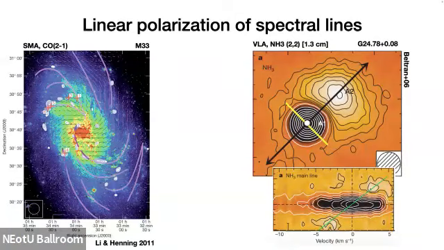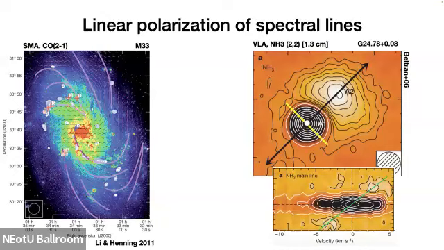So the examples that I wanted to talk about, here we have the galaxy M33. These are SMA observations of CO. You can see the little white spots here. These are giant molecular clouds, which are seen in CO by Lee and Henning. And when these authors looked at the linear polarization of the CO emission, they saw that the linear polarization aligned with the spiral arms, just as the synchrotron emission does.